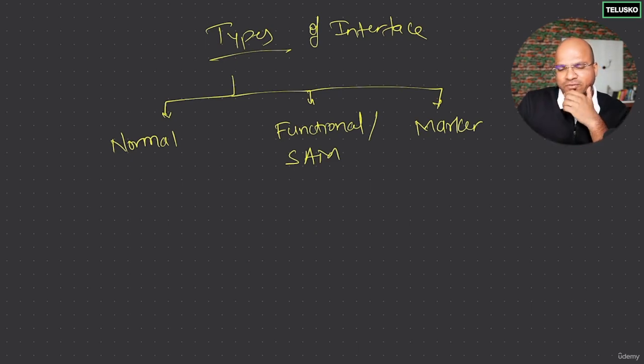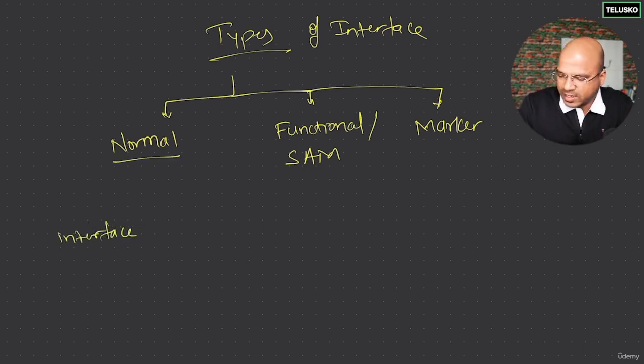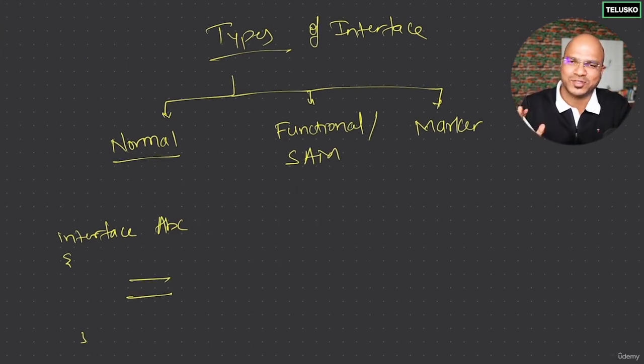Now whenever you create an interface where you have multiple methods, it is called a normal interface. For example, if you create an interface here, and let's say the interface name is ABC, and in this interface you have two methods or more, that is a normal interface. So whenever you have an interface with two or more methods, that's a normal interface.